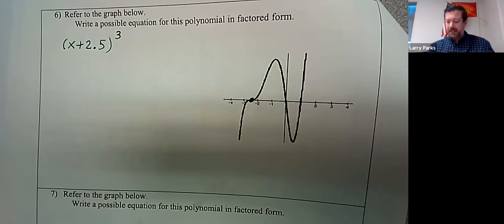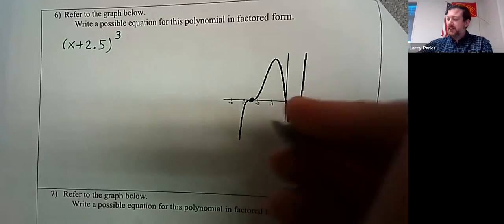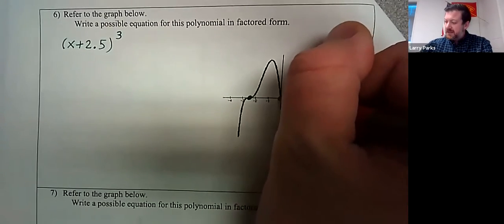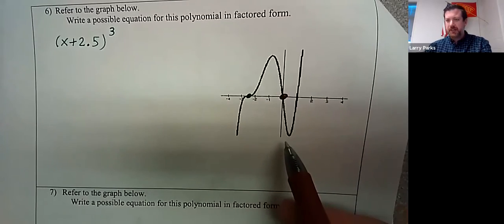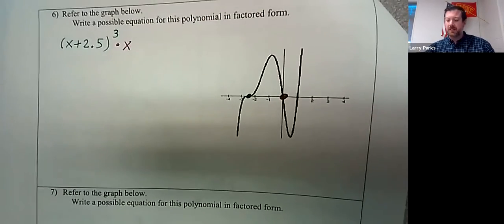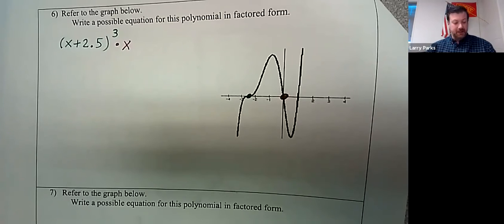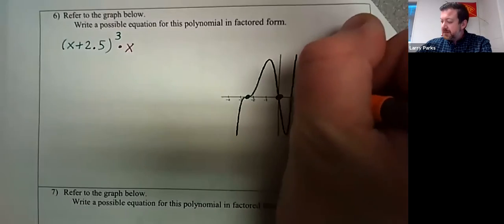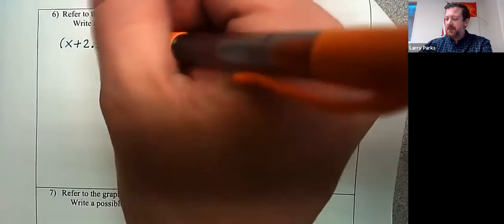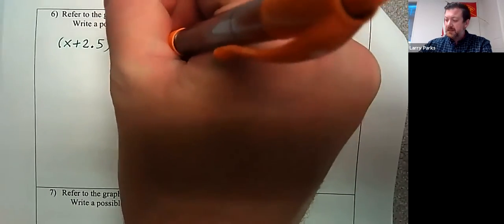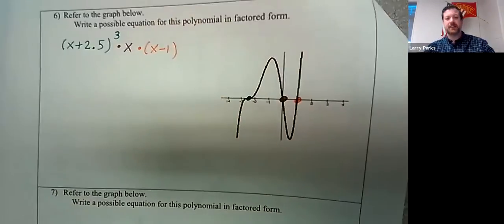And then I see that 0 is a solution. No squiggle, no bounce, just goes straight through. So that would mean x. So now I'm going to add an x to this. And then I also see that looks like 1 is a solution. And it just goes straight through, so that'd be x minus 1. That's the factor.